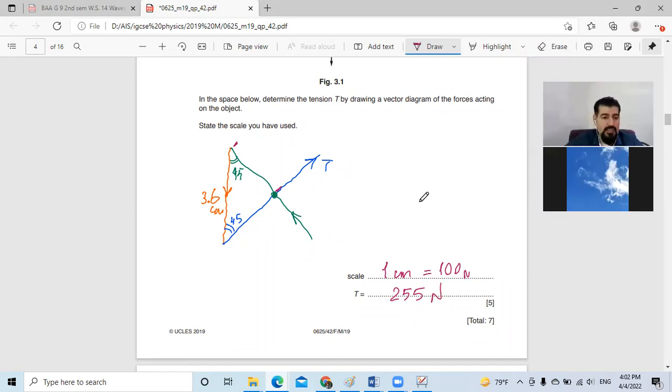Any question here? Is it clear? How do we know that the green line is going downwards?